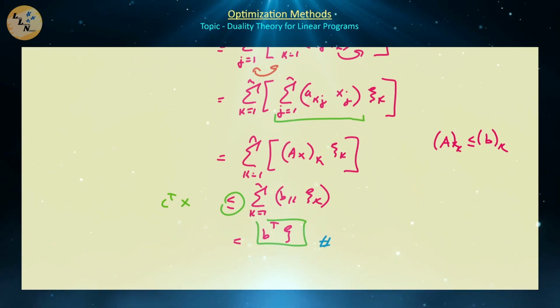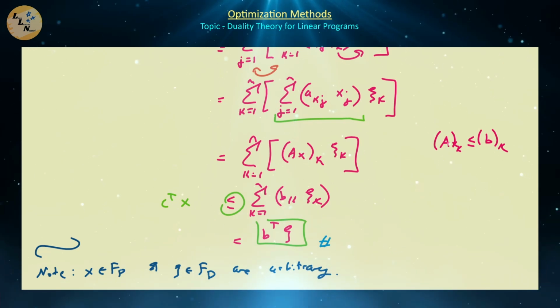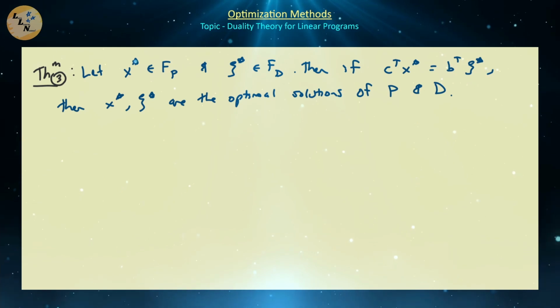Now, I need to make sure that you understand one thing in this notation. Note here that x in FP and psi in FD are arbitrary. So if you choose any x and any psi in their appropriate feasible regions, then this inequality is always going to hold true.